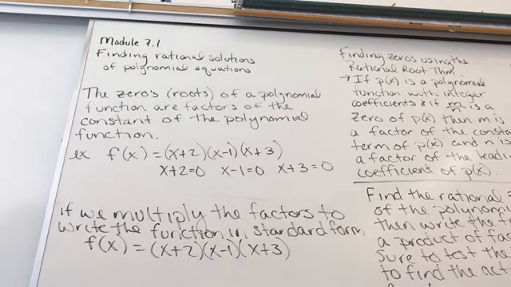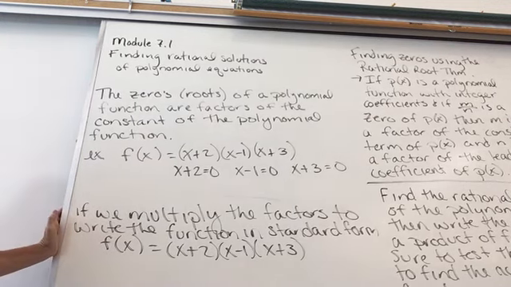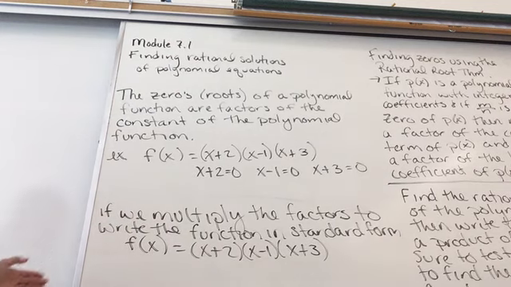All right, module 7.1, finding rational solutions of polynomial equations. We've talked about some polynomials and we've looked at what their graphs look like and what happens with that. So we are going to start with actually the equations and solving them.